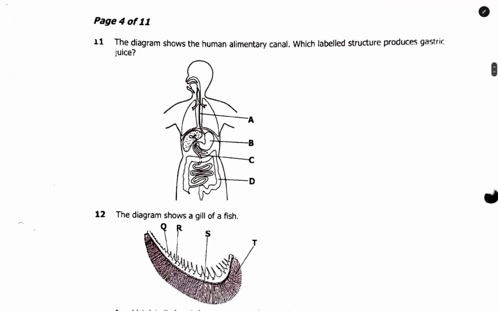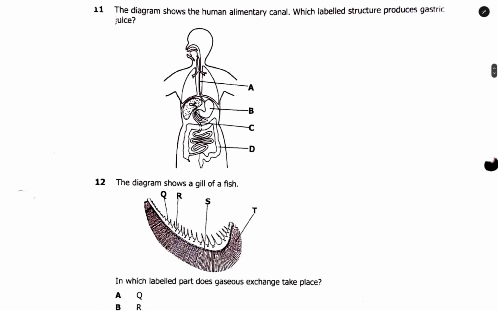Okay, up to question 11. The diagram below shows the human alimentary canal. Which labeled structure produces the gastric juice? So the gastric juice is produced in the stomach. So you just identify where the stomach is, which is B.